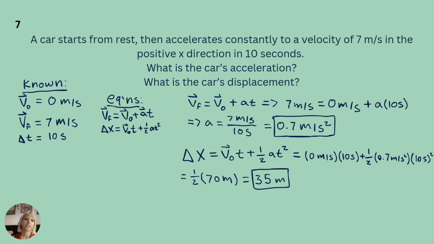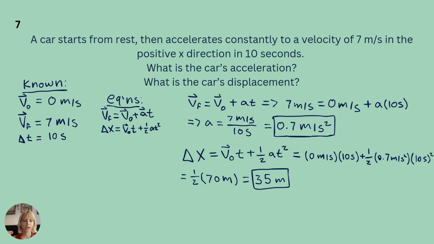So, example 7. A car starts from rest and then accelerates constantly to a velocity of 7 meters per second in the positive x direction in 10 seconds. What is the car's acceleration and what is the car's displacement? I always start with writing down my knowns. I know that the initial velocity is 0 meters per second because it starts from rest. The final velocity is 7 meters per second, and our delta t, or the time, is 10 seconds. Then I'm going to write the relevant equations that I need to use.